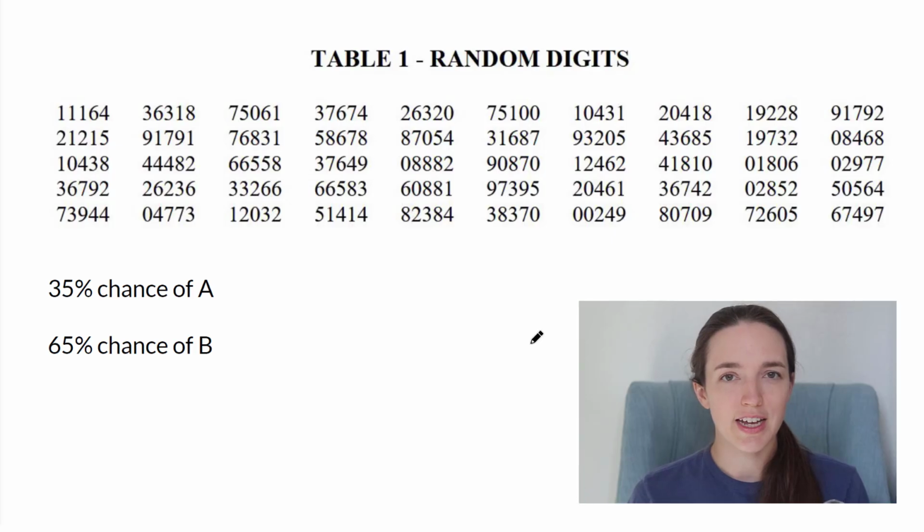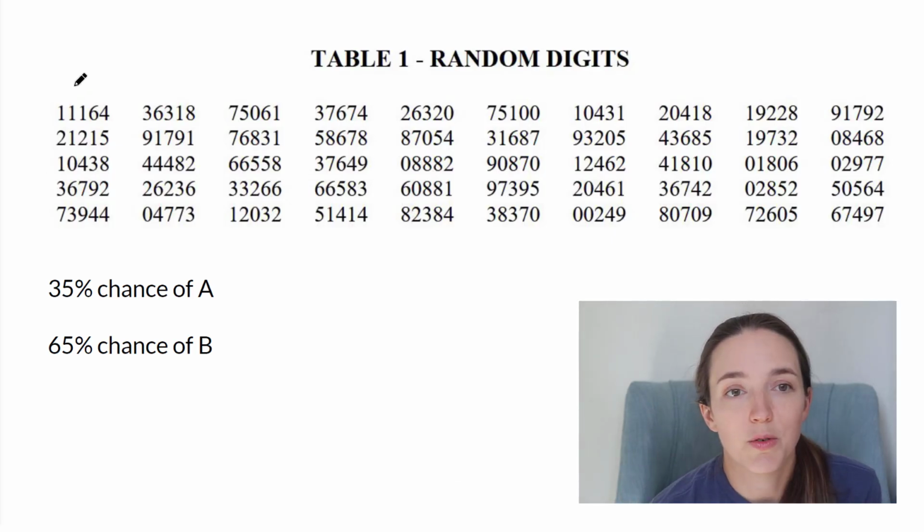But if we change A to be a probability of 35% and B to be a probability of 65%, we can't use the digits 0 through 9 anymore. There's no way for me to represent 35% if I only have 10 options. So this time I'm going to think of two numbers together as a single outcome. So instead of 1, 1, 1, 6, 4, this would be 11, 16, 43, 63, 18, 75, 6 (if there's a 0 in front, we'll just call that 6), 13, and so on.